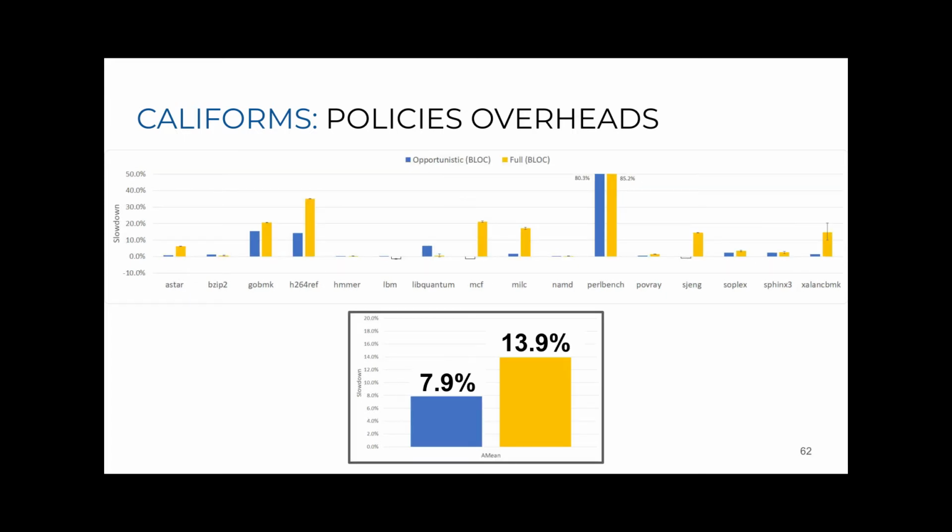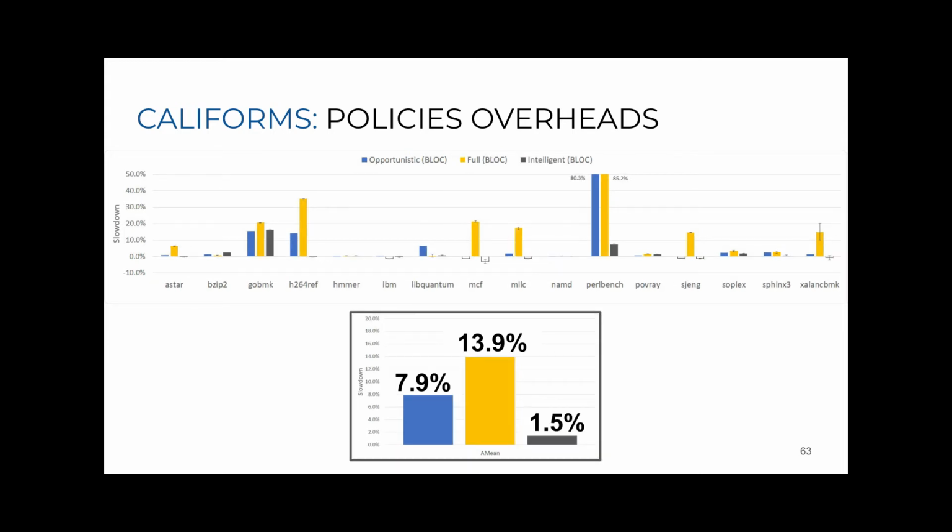But what would happen if we use this full policy? Remember, this is the one that inserts randomly sized tripwires between each and every field of a struct. In this case, the average slowdowns will increase to almost 14%. Finally, we show the results for the intelligent policy, and the average slowdowns in this case are only 1.5%.